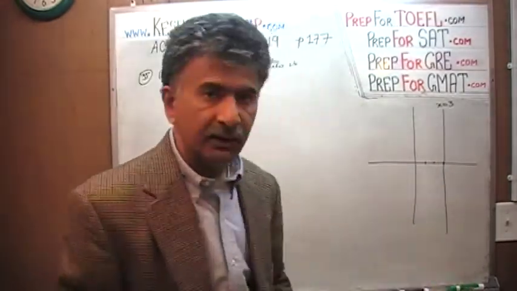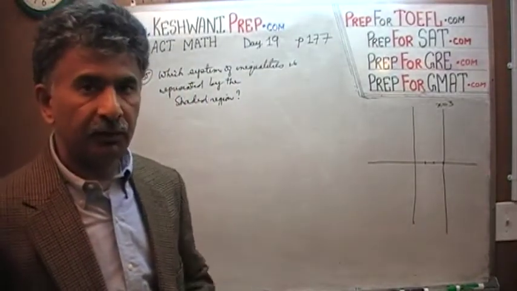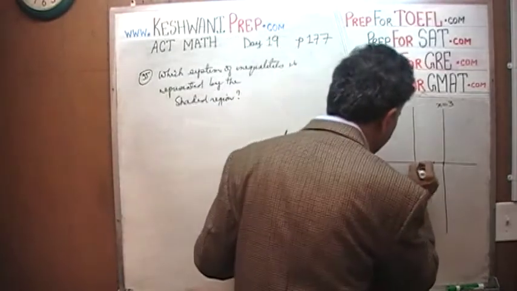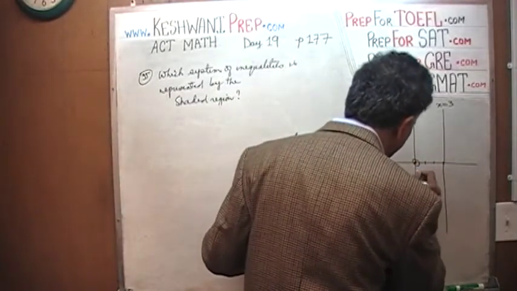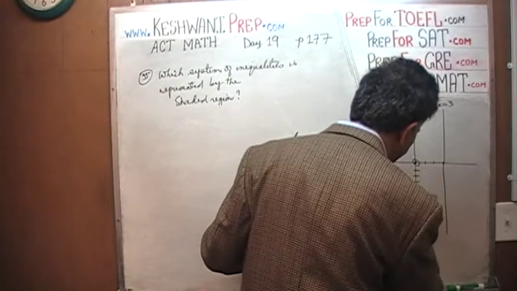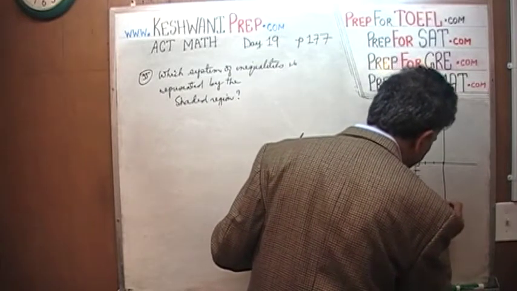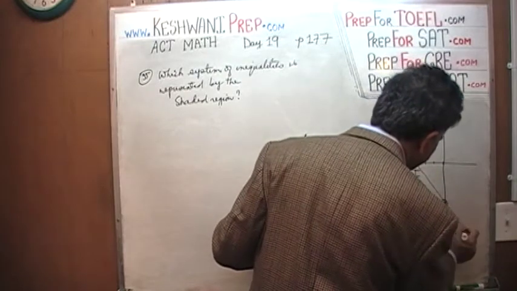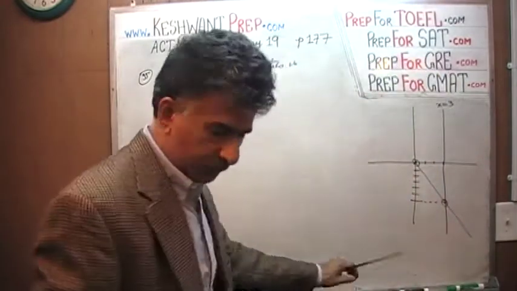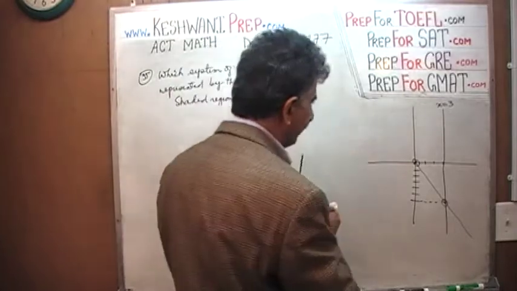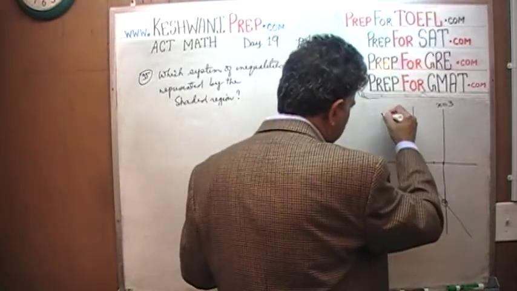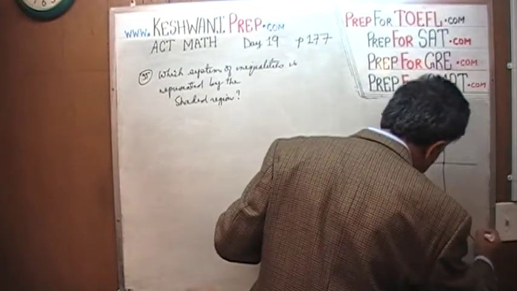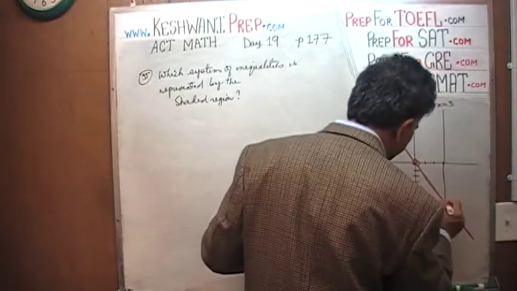So let's put the second line there and see where the shaded region is. The second line that they're showing us is a line that goes through the origin, and it goes through 3 and negative 6. 1, 2, 3, 4, 5, 6. It goes through this point and that point. Let me put it in a different color so it's easier to see. This is the line we're talking about. It goes through the origin and it goes through this point.